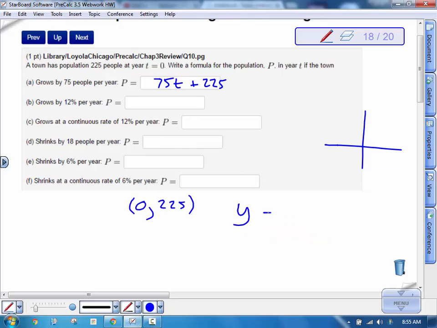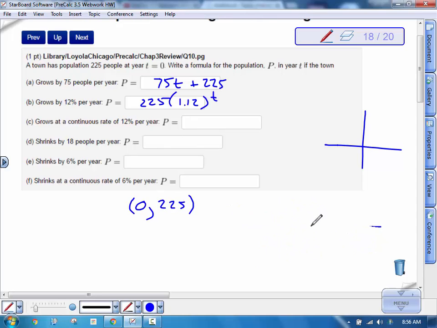Next one grows by 12% per year. That's exponential growth. It starts with 225, and it grows by 12%, so it'll be 1.12. We add 12%, or 0.12, to 1. So that'd be this equation here.